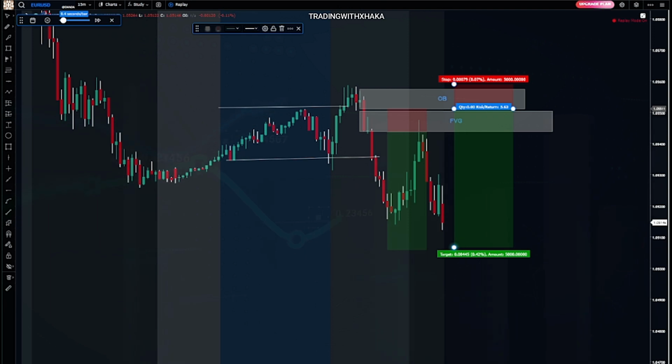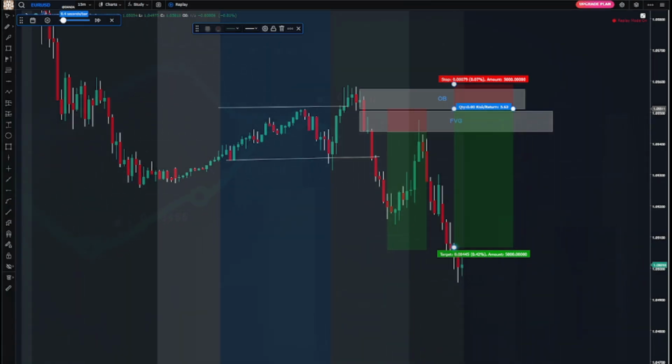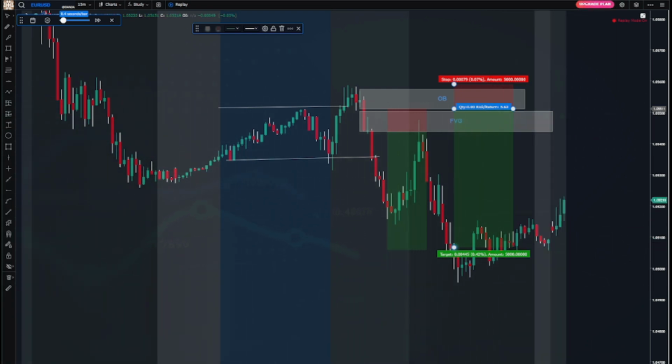Order is picked. We won this trade. So that's how I use this to develop my trading strategy.